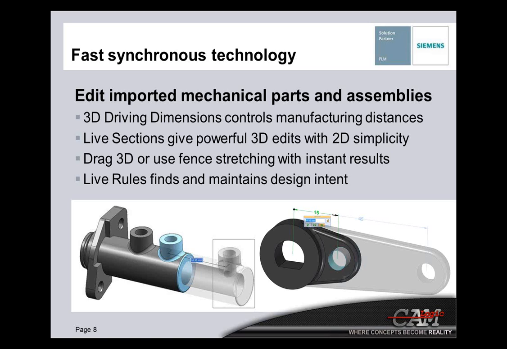To preserve design intent, live rules unique to synchronous technology will find and maintain strong geometric relationships such as horizontal, vertical, coplanar, concentric, tangency, and symmetric. More or less geometric relationships can be maintained during any change, giving you flexibility while keeping intent. What does all this mean to your design team? Make revisions in-house in minutes instead of hours or days, and eliminate change fees.